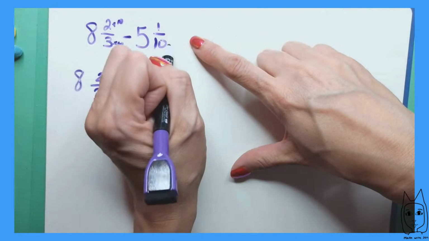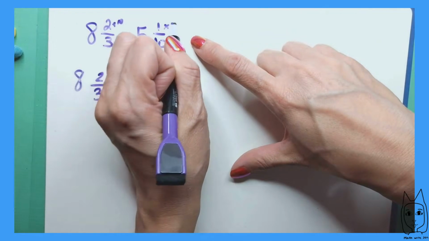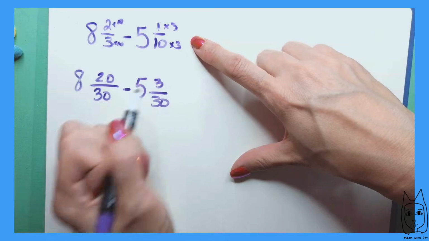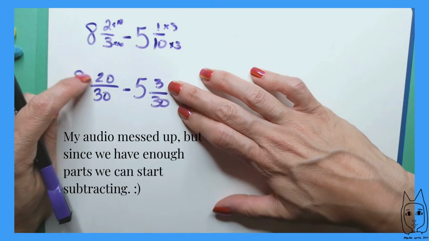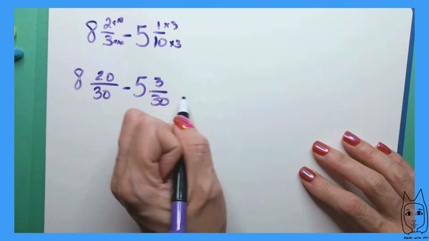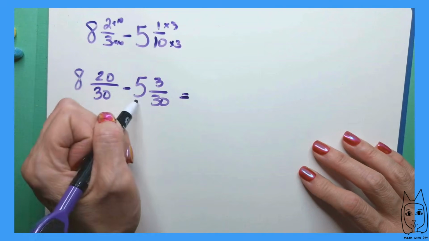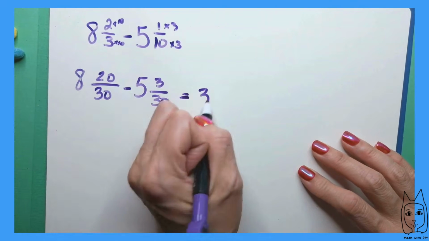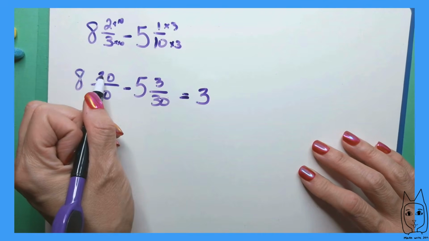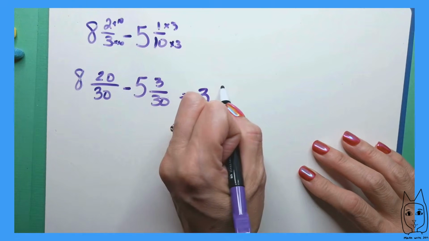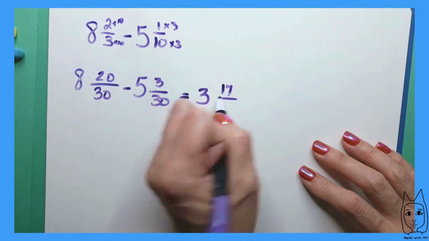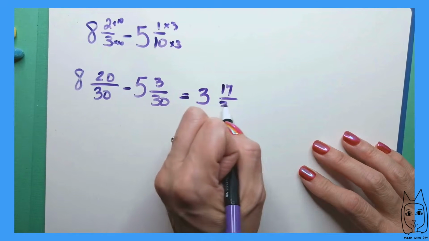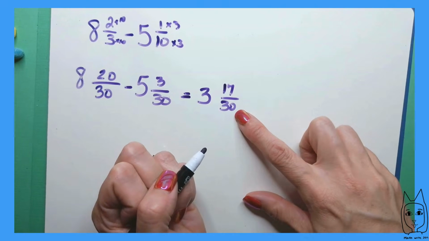I'm going to take this one, multiply it by 3. So I'm going to multiply the top by 3. So this will be 3/30. I'm going to go ahead and subtract the whole numbers. So that gives me 3. And then I'm going to do 20 parts minus 3 parts. That's 17.